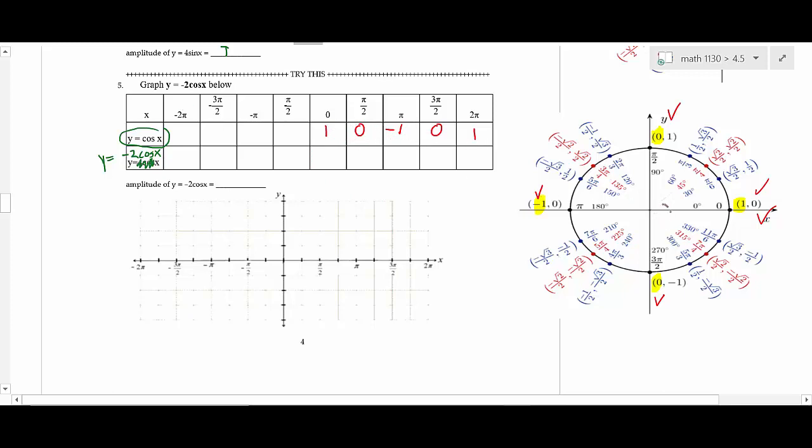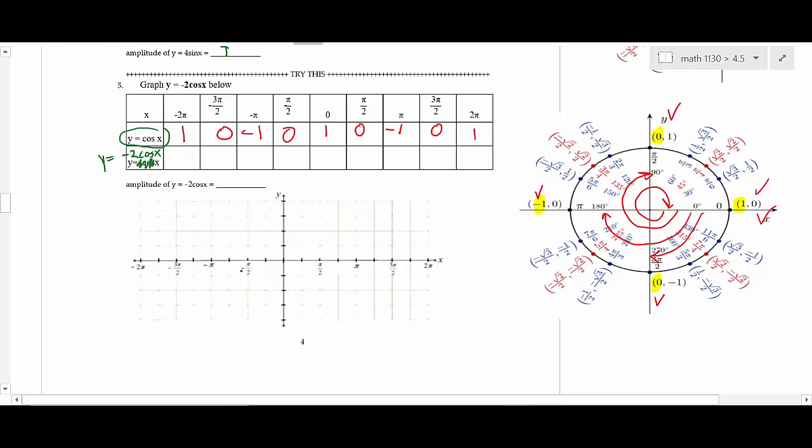If you went backwards with this, if you went -2 pi, we know that is clockwise, so that would be back to 1. If we did -3 pi over 2, that would be clockwise that way, so that would be 0. Negative pi would be clockwise halfway, so that would be -1. And then negative pi over 2 would be back to 0 like that, okay? So let's go ahead and graph that first of all.